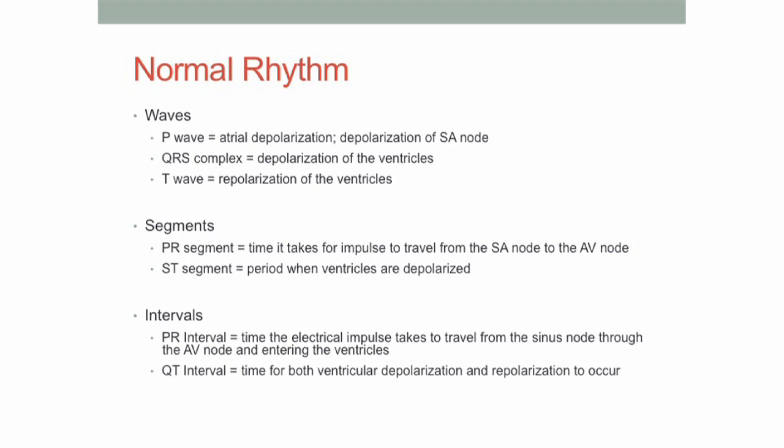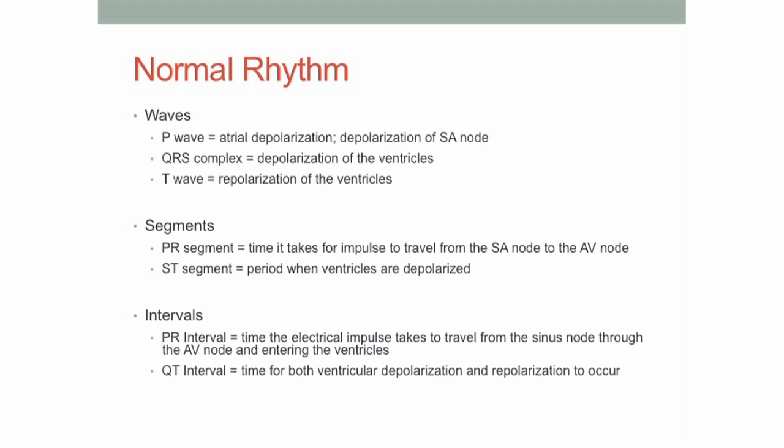The P wave means this is when the atria of the heart are depolarized. This is also the depolarization of the SA node. The QRS complex means that this stage is when there is depolarization of the ventricles. The T wave is repolarization of the ventricles. The segments are separated into the PR segment and the ST segment. The PR segment is the time it takes for an impulse to travel from the SA node to the AV node. The ST segment is a period when the ventricles are depolarized.